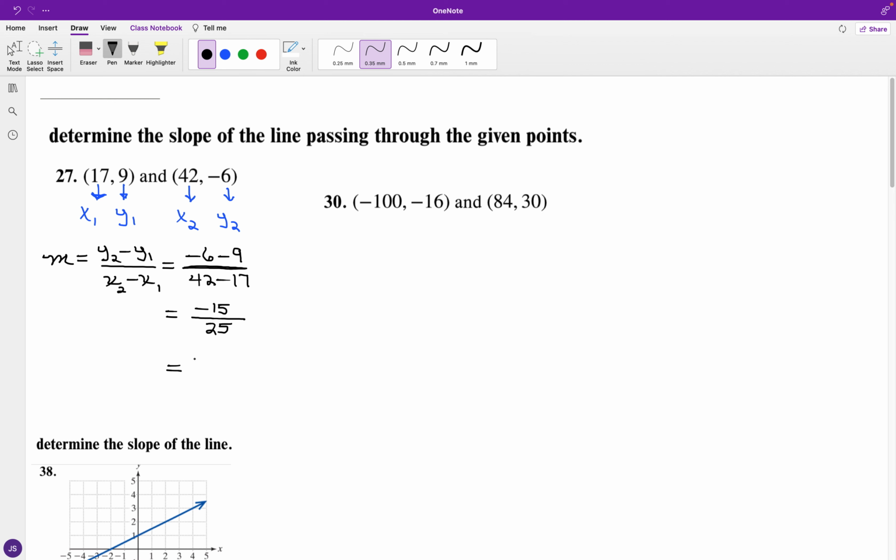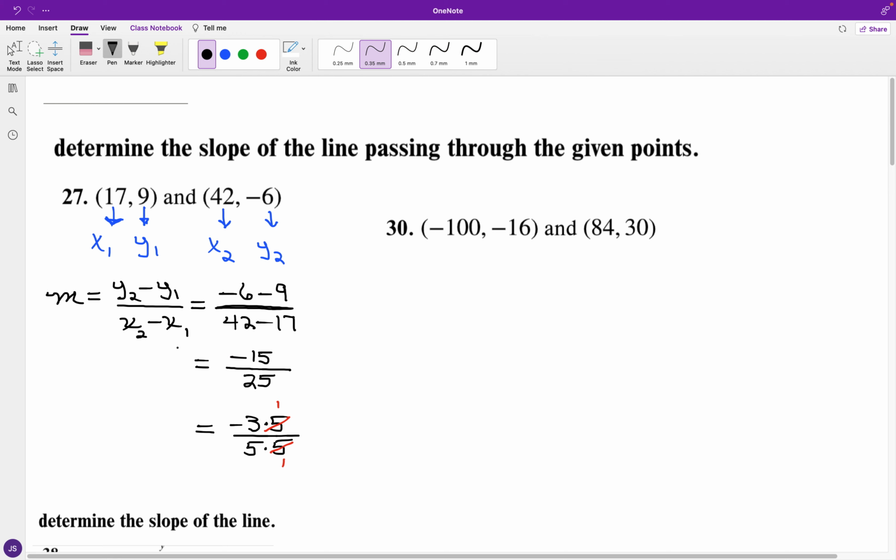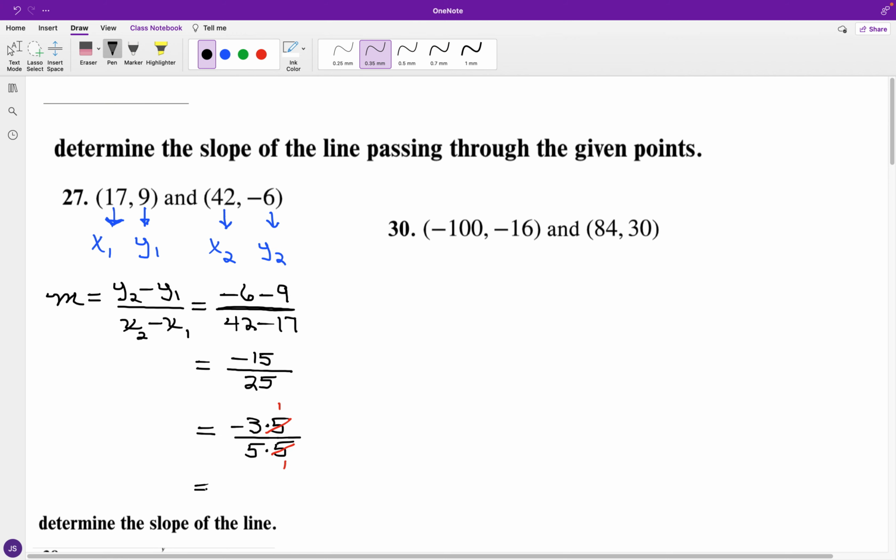For the determination of the slope, this ratio can be simplified. For negative 15 and 25, the greatest common factor is 5. So negative 15 is negative 3 times 5, and 25 is 5 times 5, and the 5s cancel out. So the slope of the line described in number 27 ends up at minus 3/5.